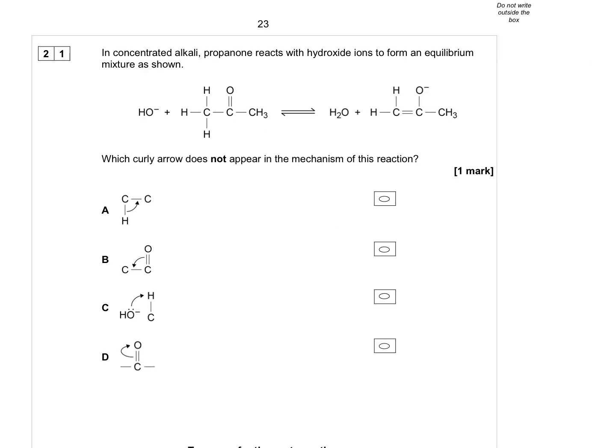So 21 is checking your understanding of curly arrows in mechanisms. So it's not a familiar mechanism, but you would be able to work out what would happen. So I've drawn on at the top the logical sequence of where the electrons would move to give the final product. And then if you go through the steps, you can say, well, A is definitely in there, C is in there, D is in there, but B is not. So B is the step that is the incorrect curly arrow from the mechanism.